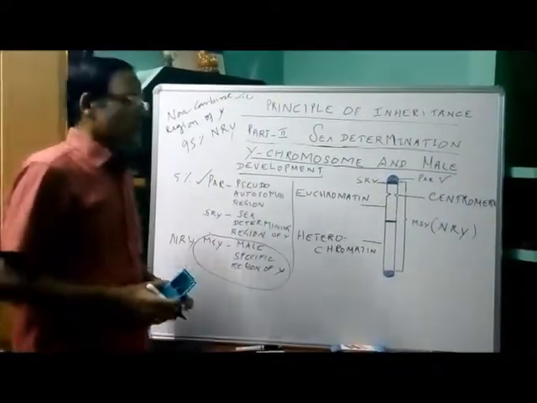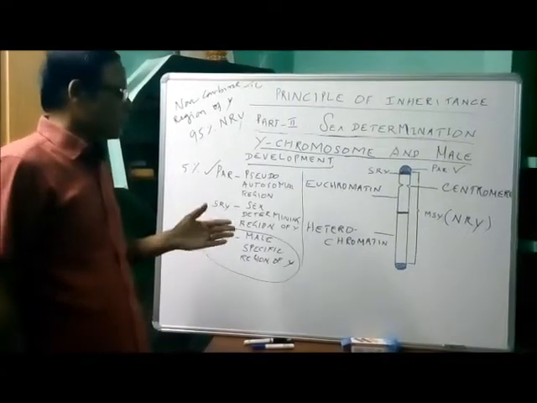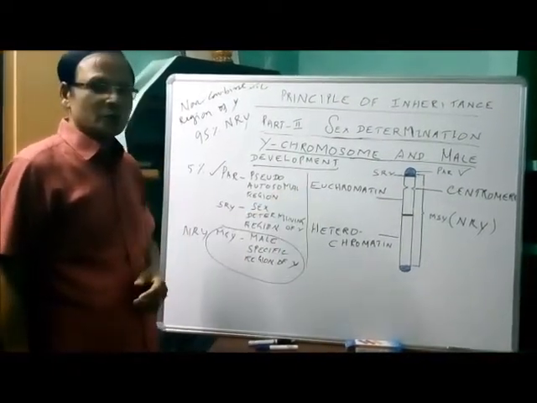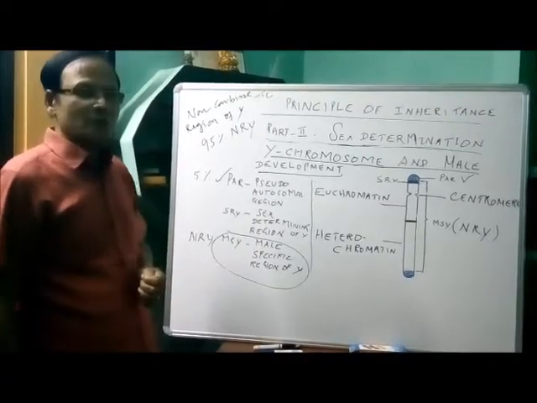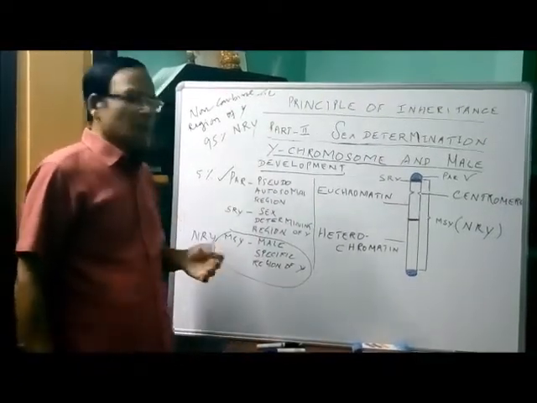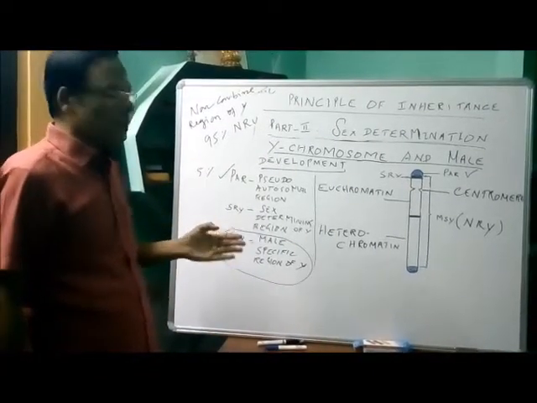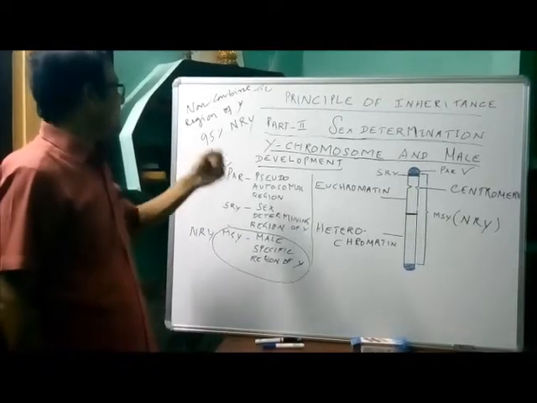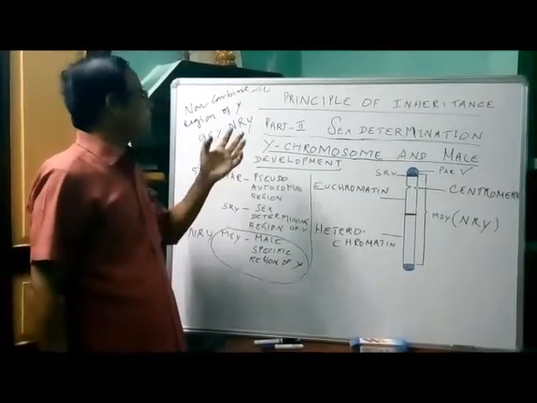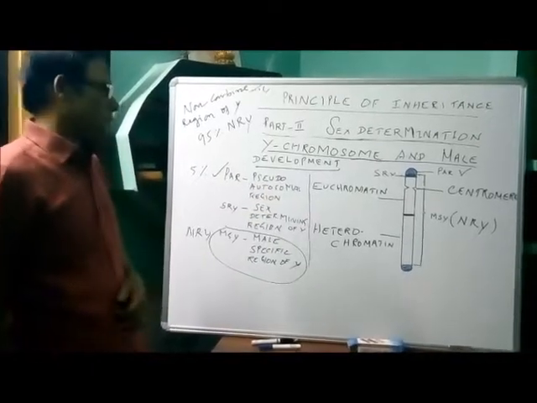That means it is not homologous with the X chromosome. There is no homologous counterpart in the X chromosome, so it is not forming a pair with the X chromosome. It does not recombine and does not undergo crossing over with the X chromosome. That's why it's called the non-recombining region of the Y chromosome, NRY.